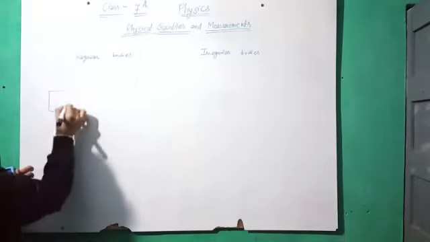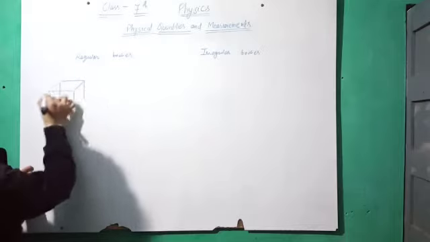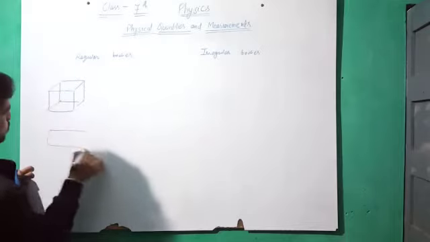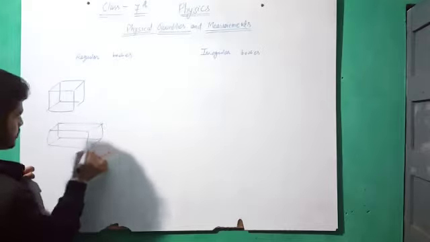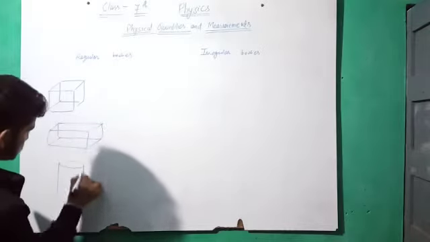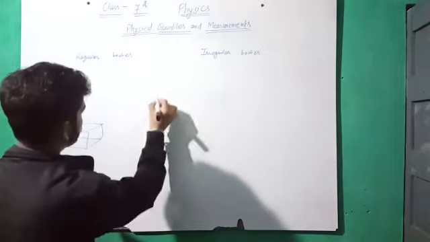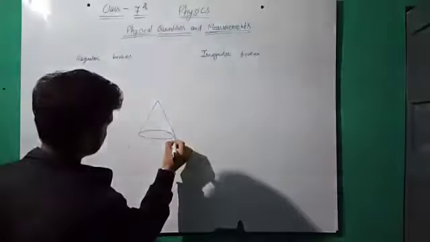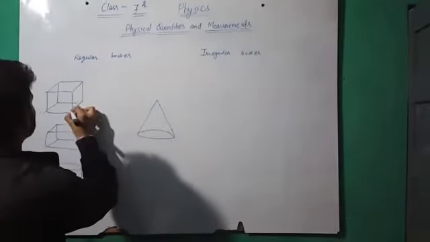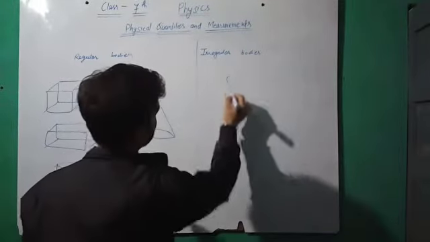Regular bodies means a body which has a fixed shape, like a cube, cuboid, cylinder, cone, and all the other quantities which have a fixed shape. And irregular bodies means irregular bodies like a stone.